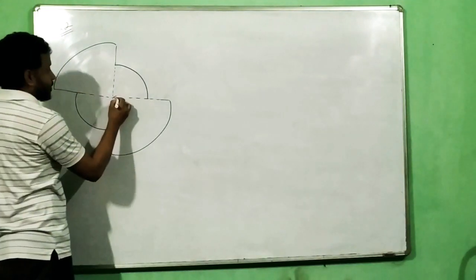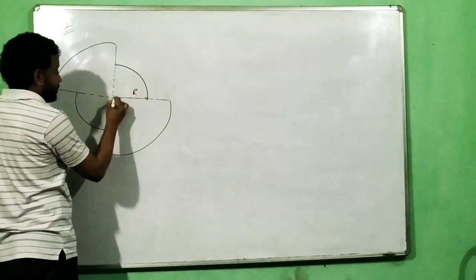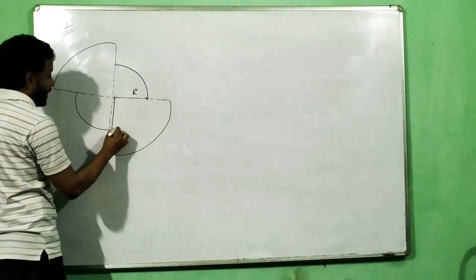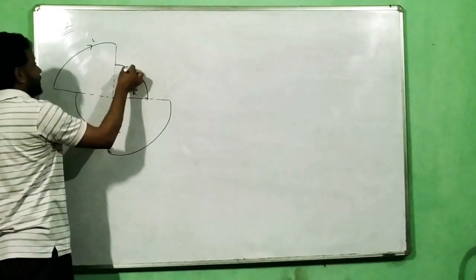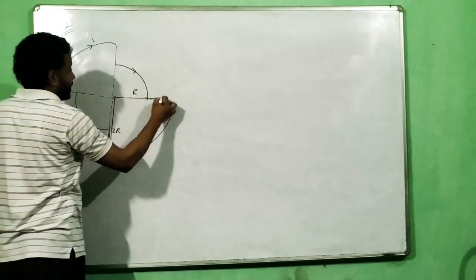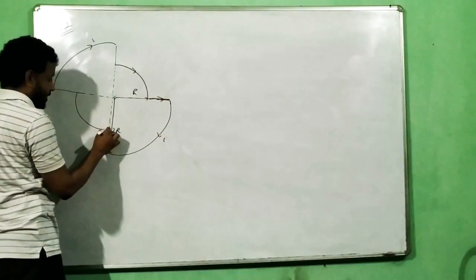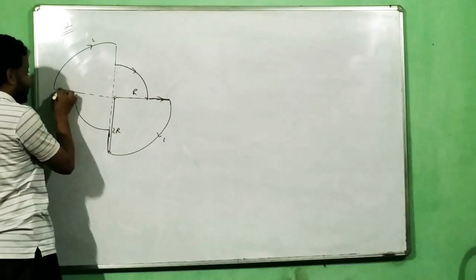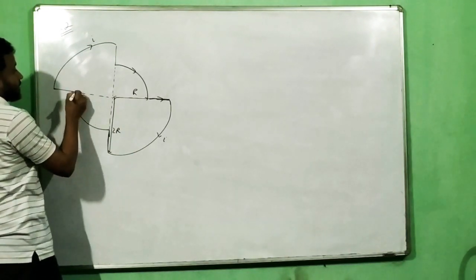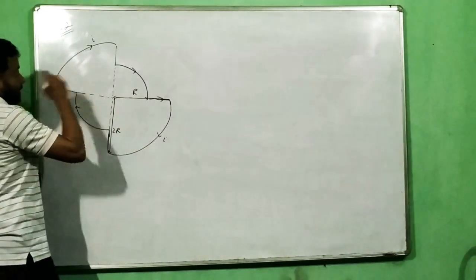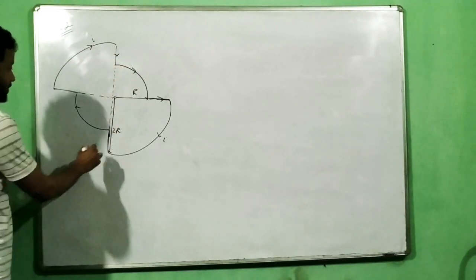This is from here to here is R, and from here to here is 2R, and it is one single current flowing everywhere. This is solid part, this is wire part, these are all wire. Dotted is not wire. This is wire.